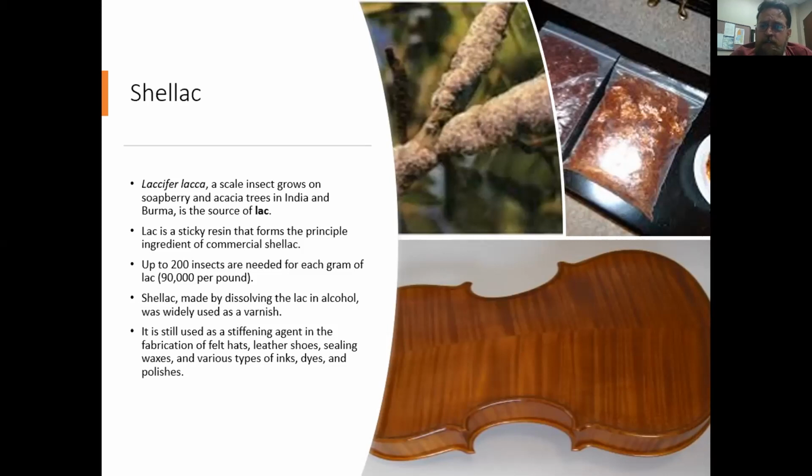And to make a single gram of lac, you need 200 insects. So that's 90,000 of these insects per pound of lac in order to make shellac. So you can see a picture there up in the top of the actual shellac and the Laccifer lacca insects on the tree there. So if you ever pick up an old violin and feel that resin, that's what that is.